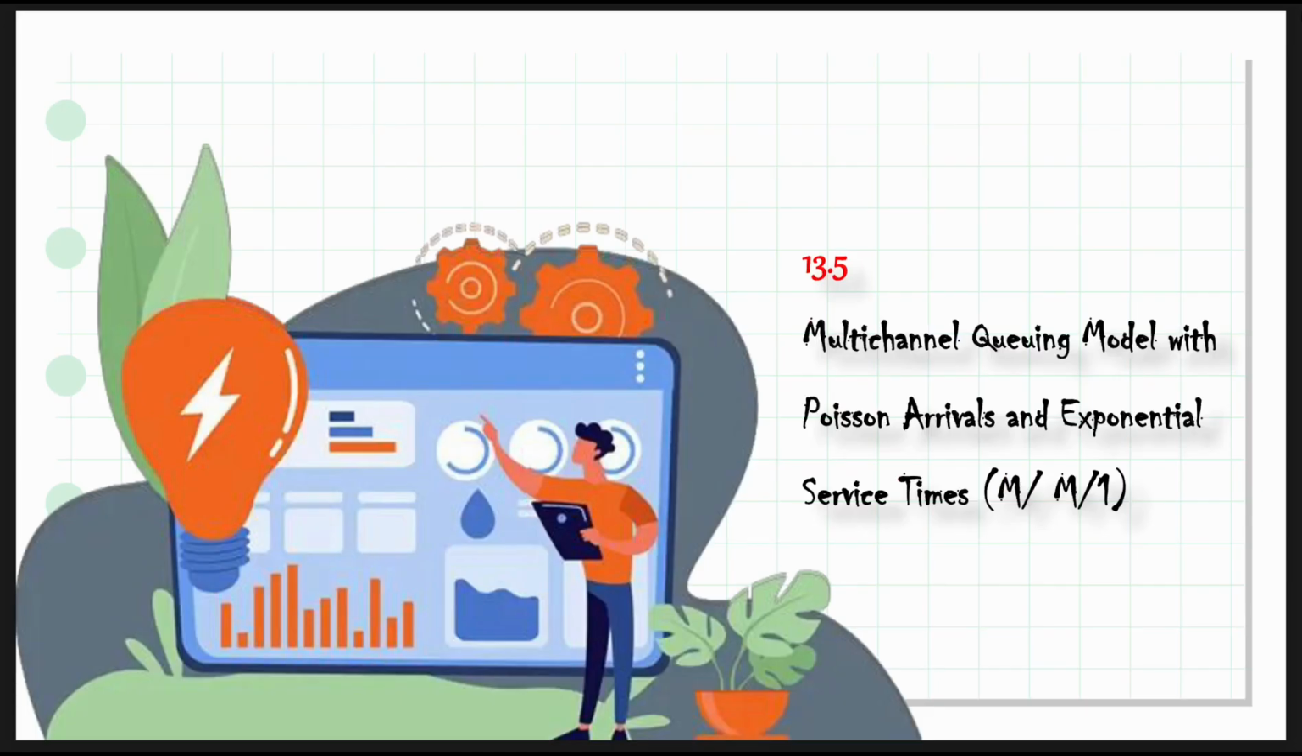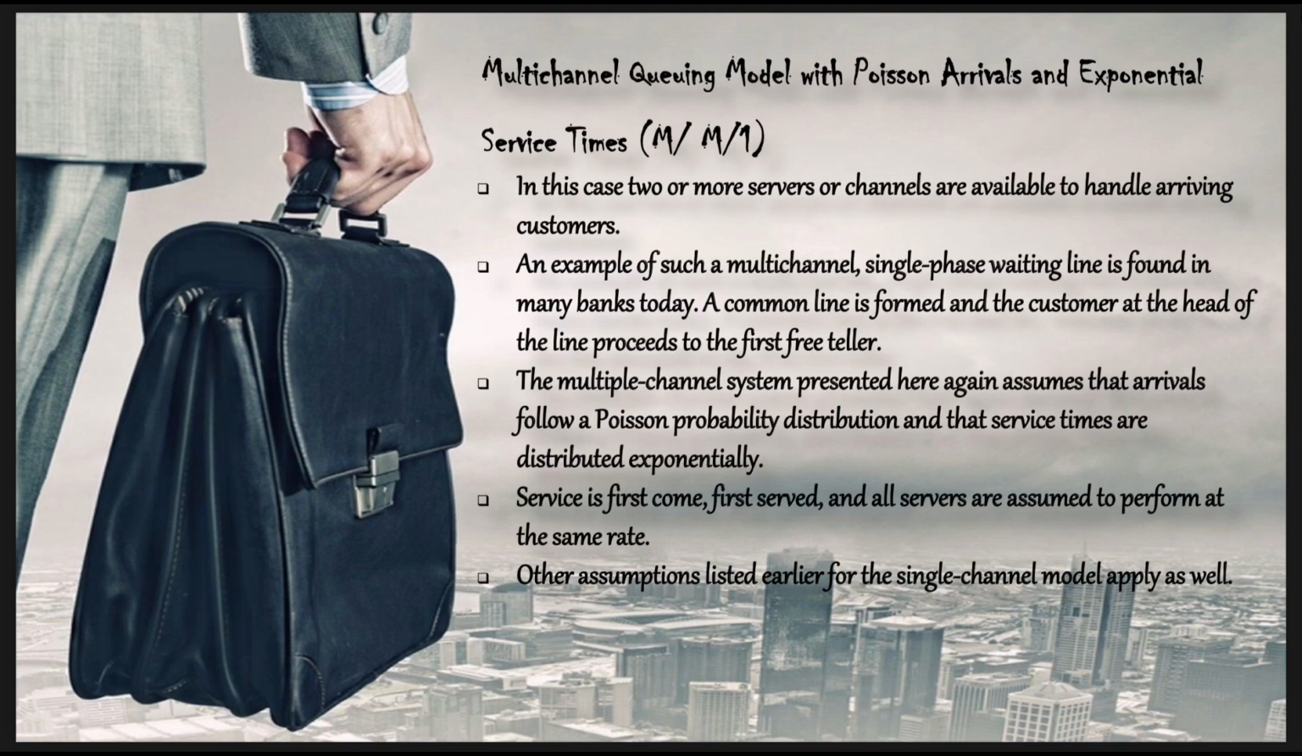3-5 Multi-channel queuing model with Poisson arrival and exponential service time. What is multi-channel queuing model with Poisson arrival and exponential service time? This is a case where 2 or more servers are available to handle arriving customers. Each one of the stations can deliver the same type of service and is equipped with the same type of facilities. Their service is first come first served, and all servers are assumed to perform at the same rate.